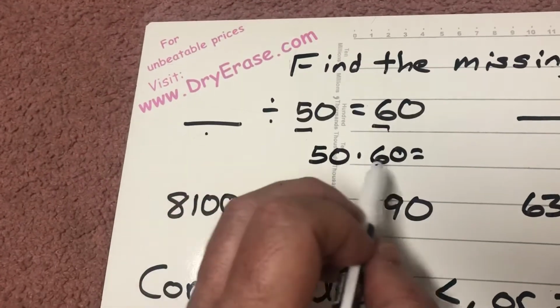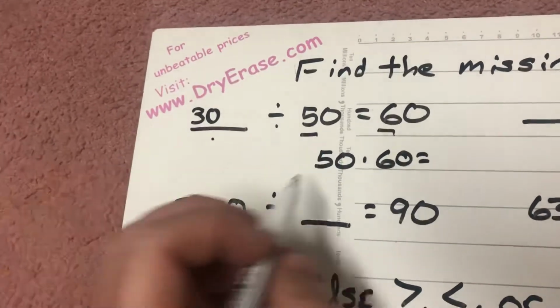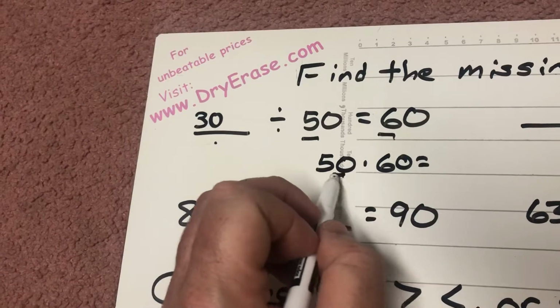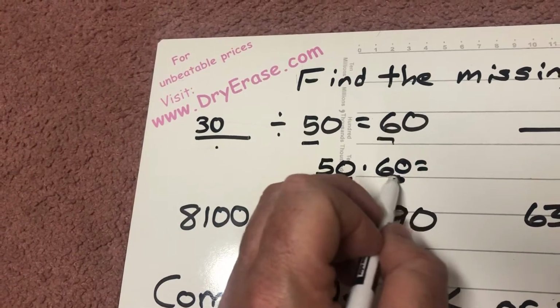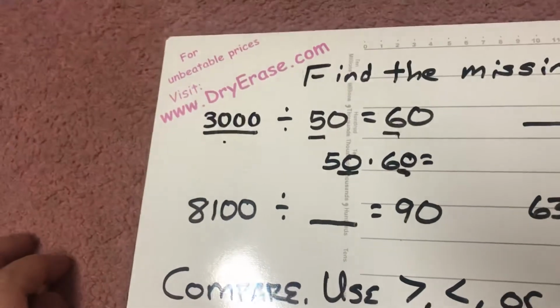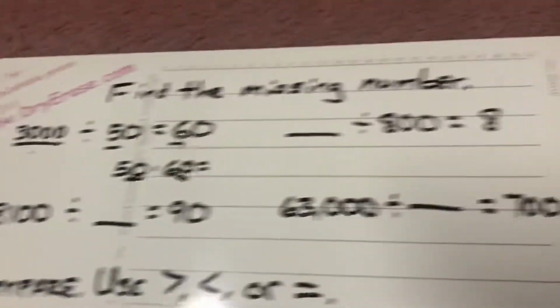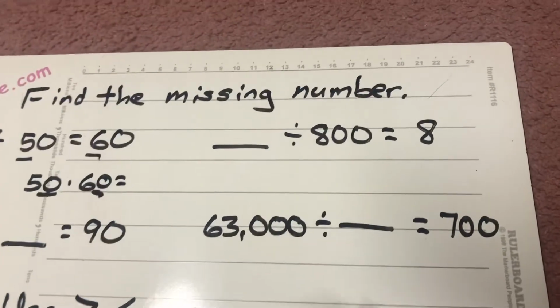But I know that 5 times 6 is 30, and then I have 1 zero here I need to add, 1 zero here I need to add. That's 2 zeros. So I end up with 3,000 divided by 50 equals 60. This one is essentially going to be the same thing.